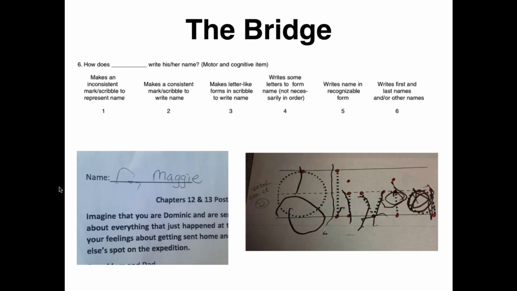The last writing item in the bridge looks at how does the student write their name. And you'll notice that nowhere in here does it say that the student traces their name as part of a developmental trajectory to being able to write it. First, students make a completely inconsistent mark or scribble to represent their name. And then we see developing consistency.